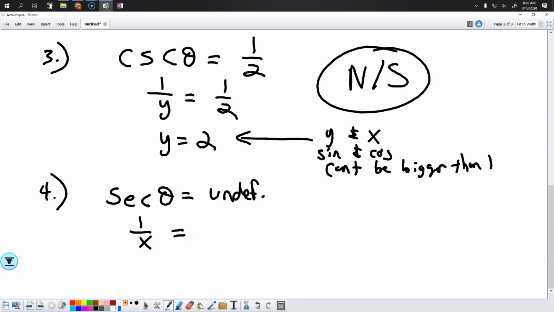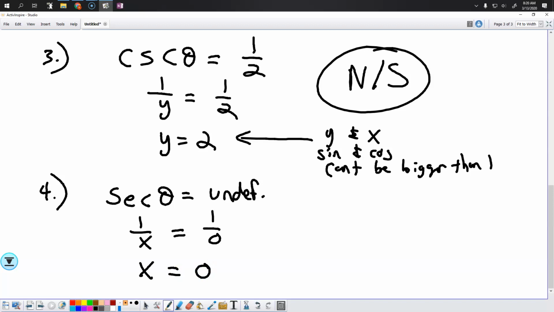Does anybody think they know what number I might turn that into? Kind of. 1 over 0, because that's undefined. Any number over 0 is undefined. And I'm just going to use 1. You could use 2 if you want to, but it doesn't matter. But that's undefined, right? But if we flip it over, we're looking for where does x equal 0.